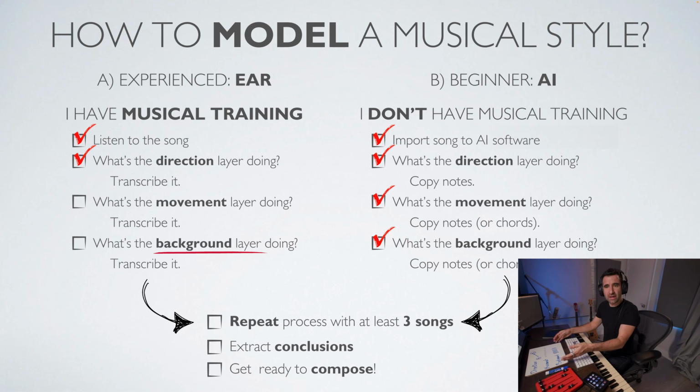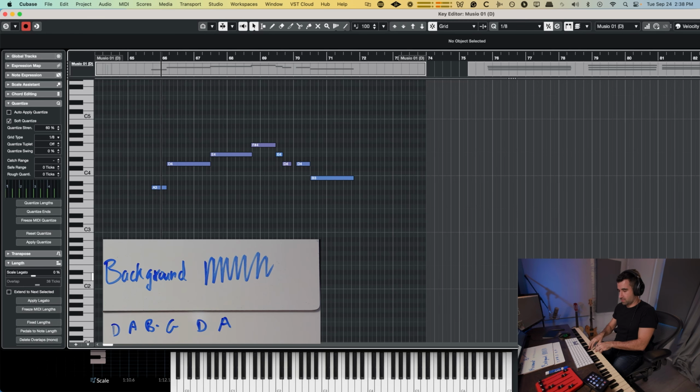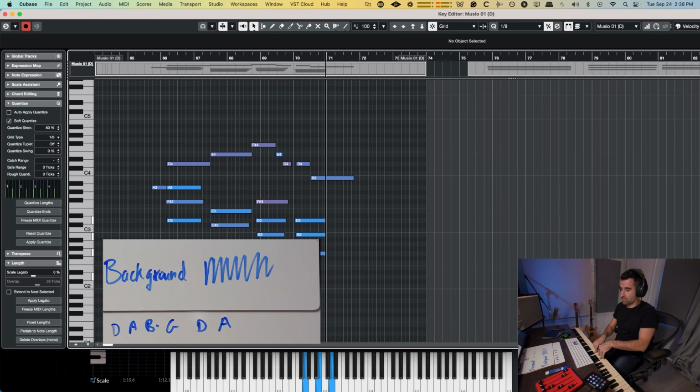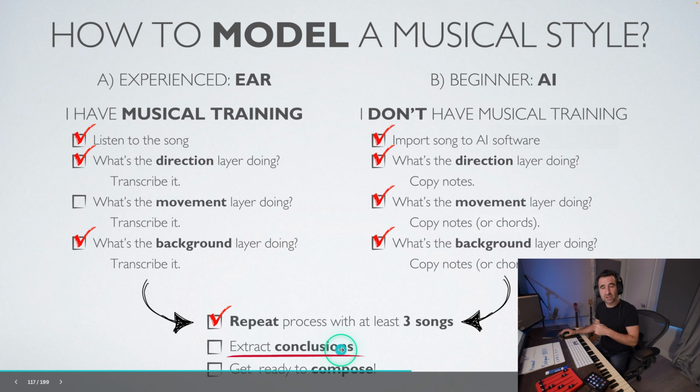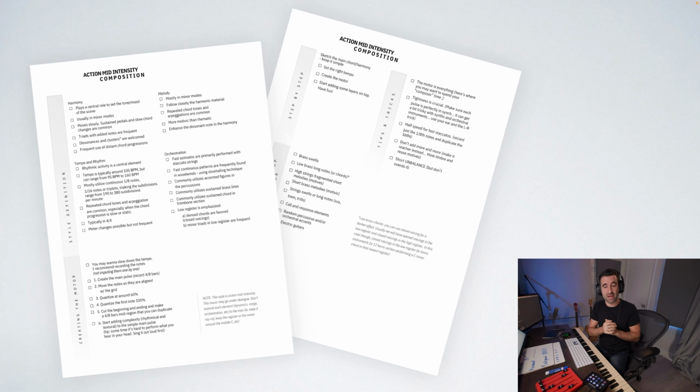For the background, we've got the strings doing some supportive chords. These are the chords. And that's it. Now we're going to start recognizing some common patterns, and that's what we've got to do. We have to extract conclusions. What are the patterns that repeat, that are similar in these 3 songs? Write them down, because the next step is going to be to model the style.